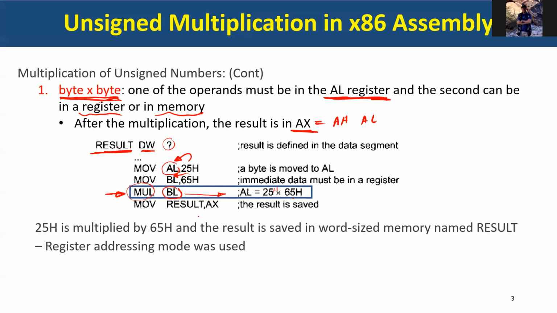Afterwards, you can, of course, move the result into the result variable here. And this is, by the way, AX here, not AL. So AX equals 25 hexadecimal multiplied by 65 hexadecimal. The result will go to AX, and then you can move, for example, AX to another variable. Of course, it's not mandatory, but if your program or your application requires this, then you should move AX to another variable. Good. And of course, here you use register addressing mode. So when the second operand is a register, this is register addressing mode.